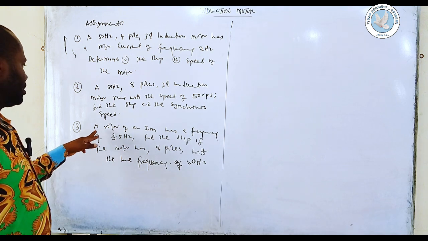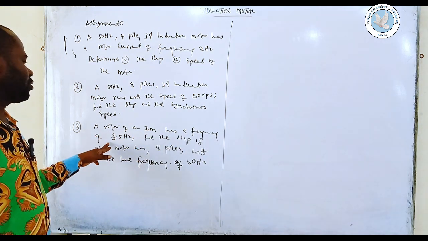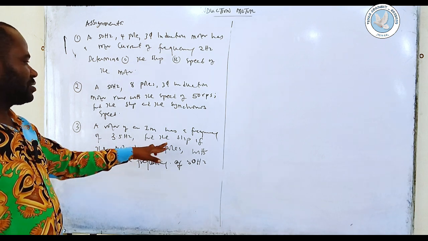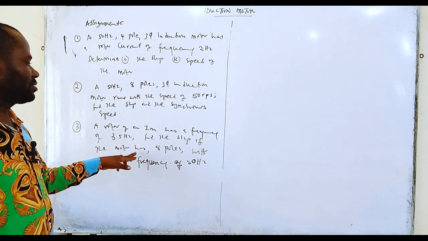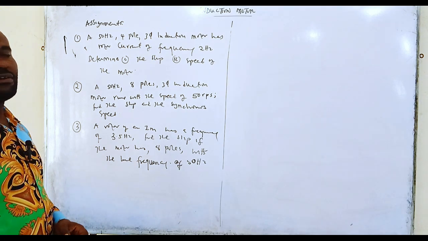Finally, the rotor of an induction motor has a frequency of 3.5 Hz. Find the slip if the motor has 8 poles with a line frequency of 50 Hz.